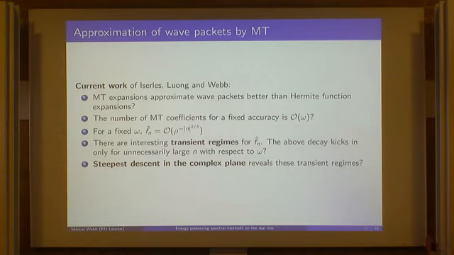There's even more interesting stuff going on. There are interesting transient regimes for the coefficients. So this decay that looks like the decay you get for a Gaussian appears to kick in very late, and for small n there's different behavior. And we believe that steepest descent in the complex plane is the tool to reveal these interesting transient regimes and understand how the coefficients of wave packets behave, because there's the n variable and the omega variable to play with.